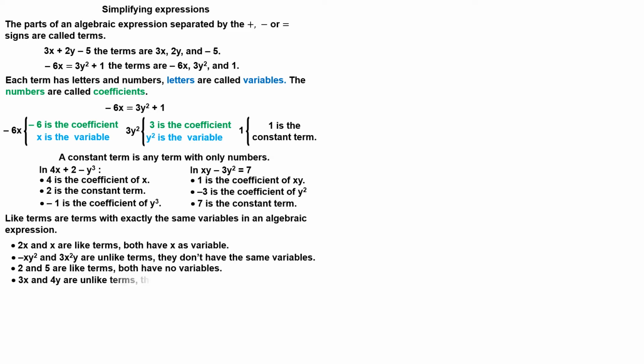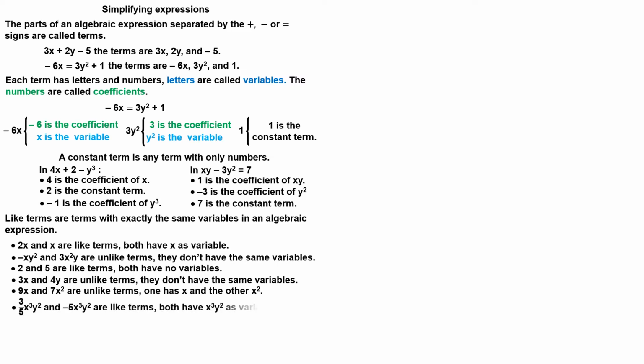3x and 4y are unlike terms, they don't have the same variables. 9x and 7x squared are unlike terms, one has x and the other x squared. 3 over 5x cubed y squared and minus 5x cubed y squared are like terms, both have the same variables.